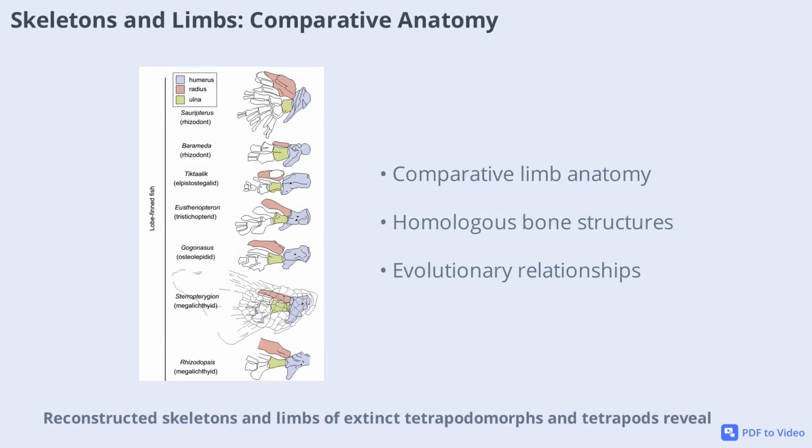Reconstructed skeletons and limbs of extinct tetrapodomorphs and tetrapods reveal the gradual changes that occurred during the transition to land. By comparing the forelimbs and hindlimbs of different species, scientists can trace the evolution of homologous bones and understand how these structures adapted for terrestrial life. Color-coded diagrams help illustrate these evolutionary relationships.